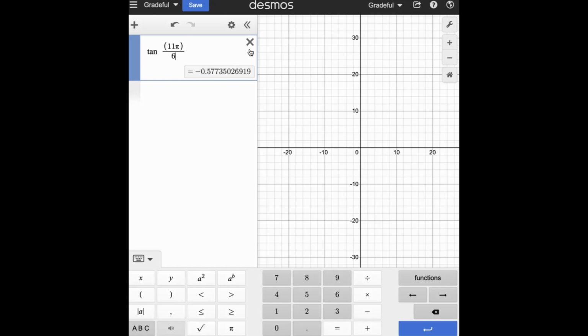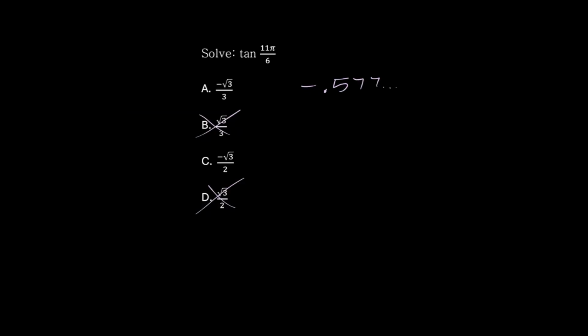So negative root 3, right arrow to get out of there, all over 3. And we have a perfect match. And of course, if we put it over 2, it would not be a perfect match. So this is the one that matches, and that is answer choice A on this sample question.